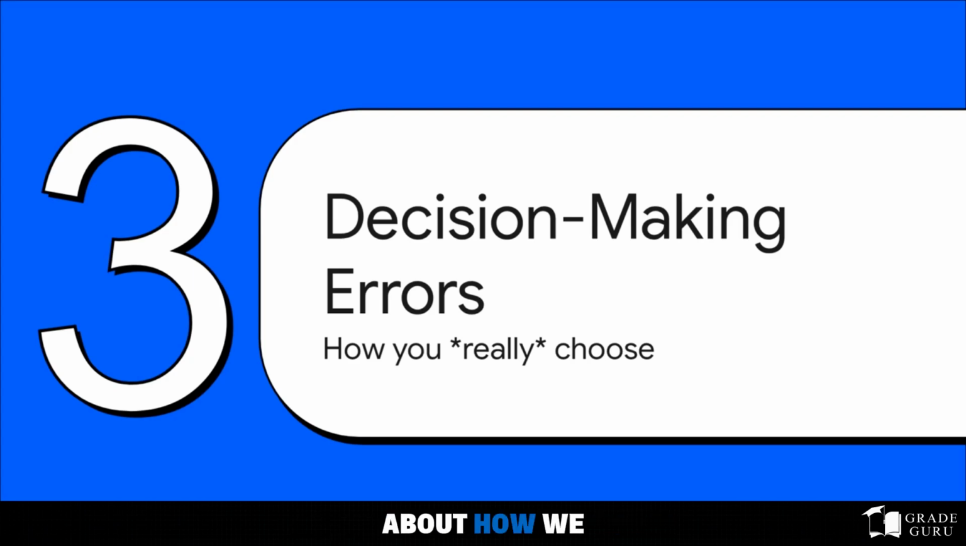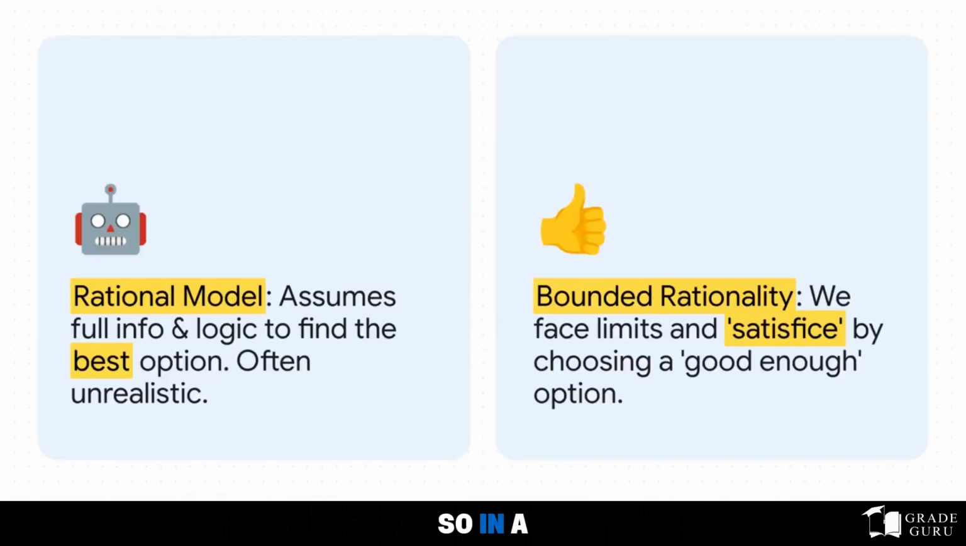This is all about how we really make choices. So, in a perfect world, we'd all use the rational model for making decisions. We'd have all the info, we'd logically weigh every single option, and we'd pick the absolute best one. But we don't live in a perfect world.